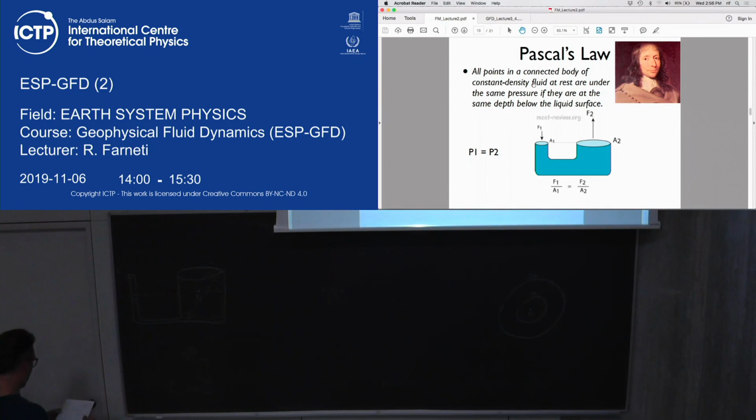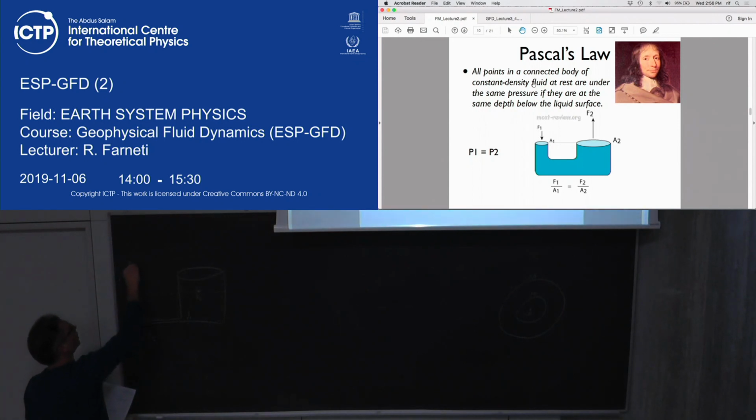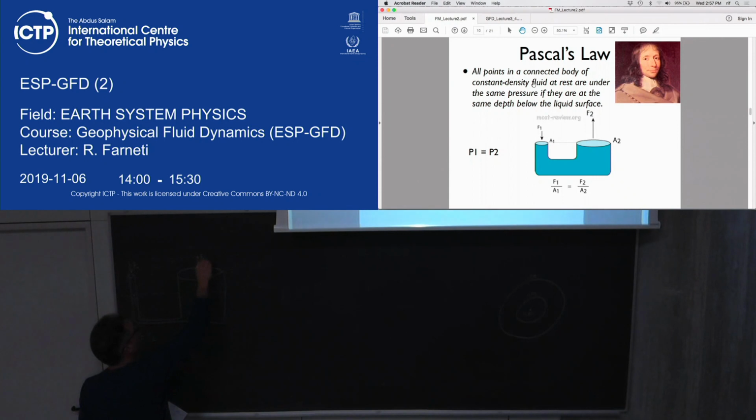So a nice application of this is, we're in static condition, so there are no shear forces. So we know that P1 is equal to P2. Okay. And now we assume there is a force here, F1. And this is a connected body of fluid, so there's going to be a force, F2, on the other side. Okay.